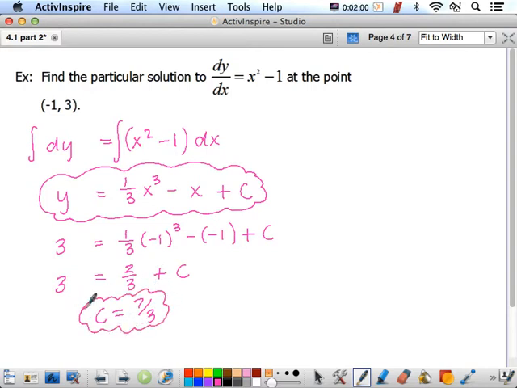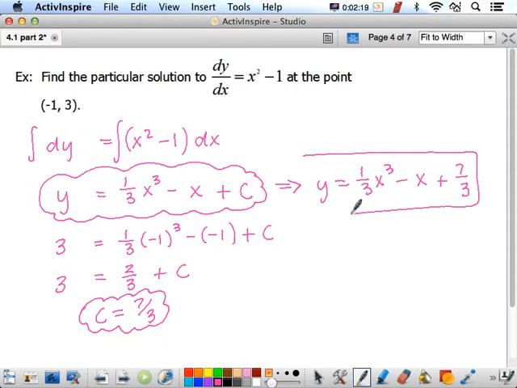But that is not your particular solution. That's just your constant. For our particular solution, we need to go back to right here and say that y equals 1/3 x cubed minus x plus our constant, which we found to be 7/3. So the entire equation is the solution, not just the constant of integration.